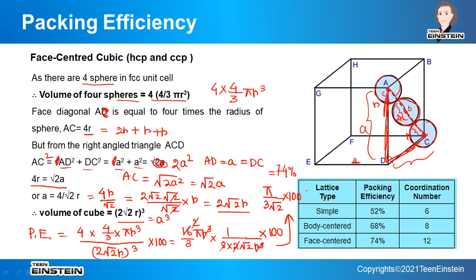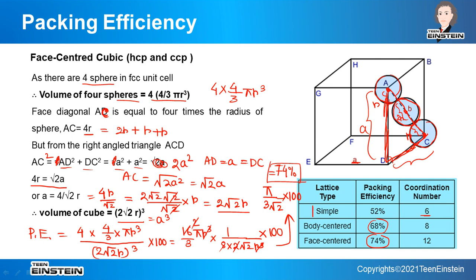Now look at this table. Here we have all the values together. For simple it is 52%. Coordination number is also given for your convenience. Body centered, the packing efficiency is 68%, and for face centered we have just calculated it is 74%. So one question may be there, that among these three types, in which case packing efficiency is maximum and in which case it is minimum. So in face centered, the packing efficiency is maximum, which is 74%. In case of simple cubic lattice, it is 52%, so its packing efficiency is minimum.